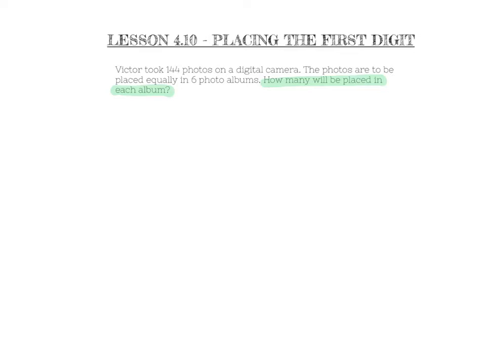How many photos are in each album? Now let's highlight in blue. What would be our dividend? Right, 144. We have 144 photos, and we need to divide them by something to get our quotient. Now, what do we need to divide by? I'm going to highlight that in red because I usually do my divisor in red. If you said 6, I'll put 6 photo albums, and I'll even say placed equally, because that's important.